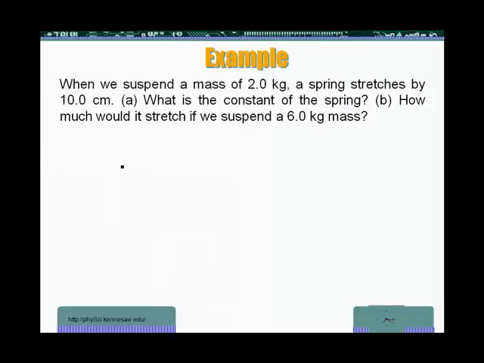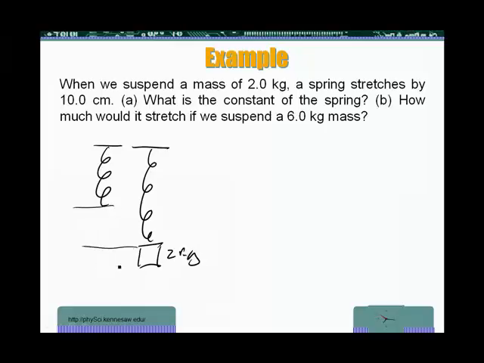Let's take an example here. When we suspend a mass of 2 kilograms, a spring stretches by 10 centimeters. What is the constant of the spring? Okay, so we have a vertical spring. It is sitting here at equilibrium. We hang a 2 kilogram mass. And they tell us it stretches by 10 centimeters. Now they're asking us what's the spring constant.